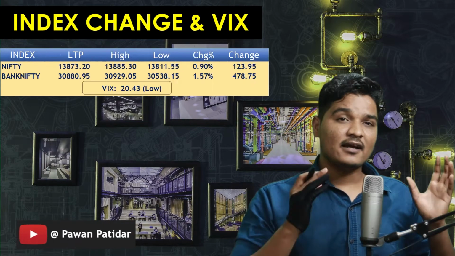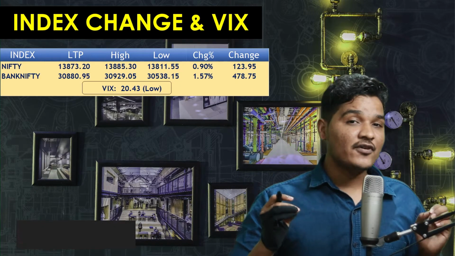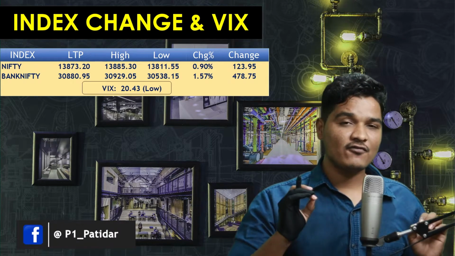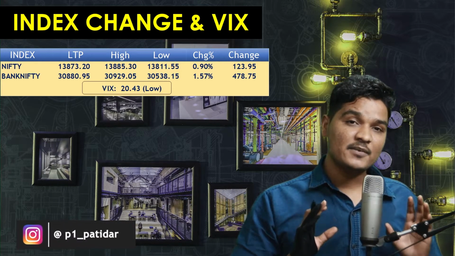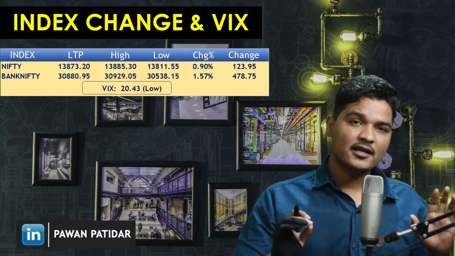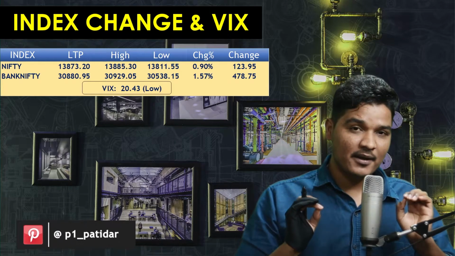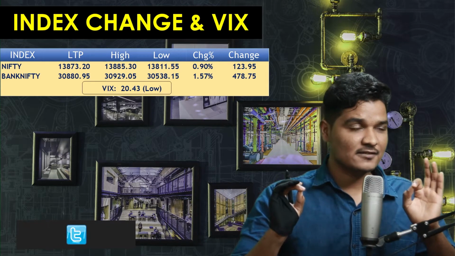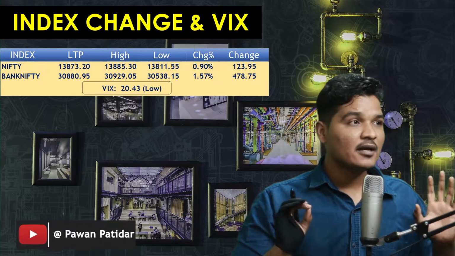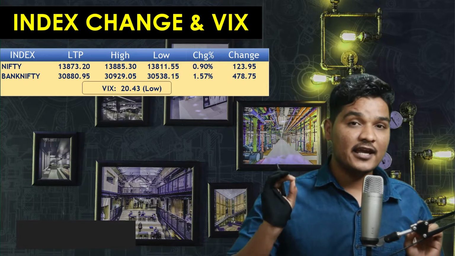Now let's see index change and VIX. If you see VIX, then VIX is 20.43, which is low. If VIX is less than 25, it means this is low VIX, less fear in the market, less volatility in the market. Hence, you can sell options and make money without any major losses. If you see the Nifty, Nifty has gained 123 points today. Banknifty has gained 478 points today.